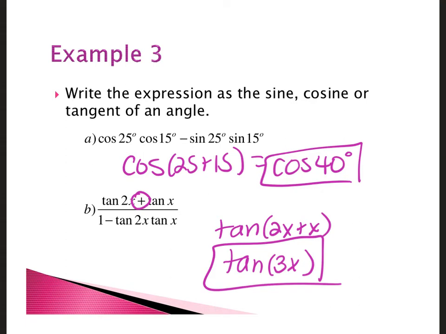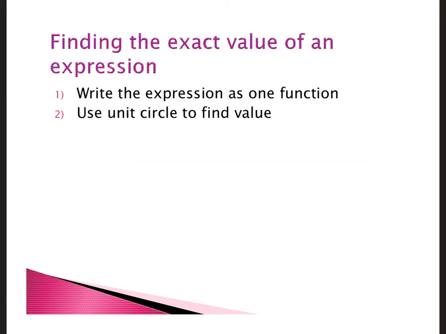Questions? So we're not going to have to solve those? Not yet. You're seeing that in a second. This one just said write the expression as the sine, cosine, or tangent. Then we're going to actually find it. So it'll say find the exact value of the expression. You're going to write it as one function like we just did, and then you'll use your unit circle to find that value. So you'll go one more step. And this would be like a question on your test, not the one we just showed.